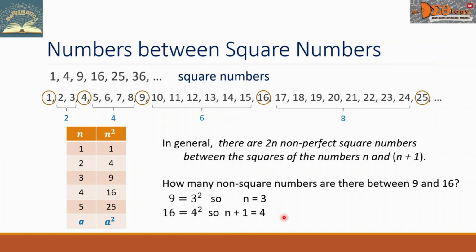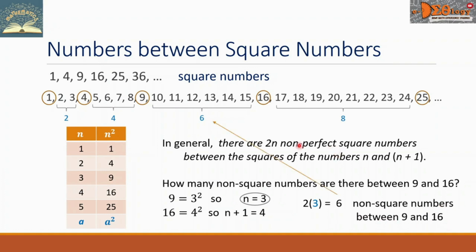In a problem like this, we are only concerned about the n. Based on our principle here, we will use this formula 2n to know how many non-perfect square numbers are there between the two consecutive squares. So 2 multiplied by 3. Our n is 3. So that is 6. So that means there are 6 non-square numbers between 9 and 16, as it is shown in our example here.